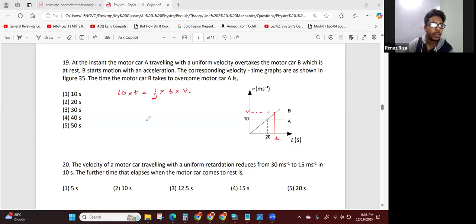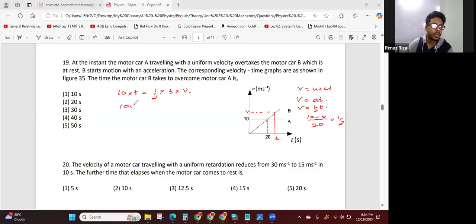To find V, I can use V equals U plus AT. So V equals A into time. A I can find from this graph. A equals the rate of change of velocity, which is 10 minus 0 divided by 20, which is half. The acceleration is half, therefore V equals half T.